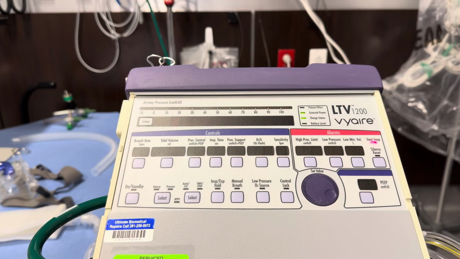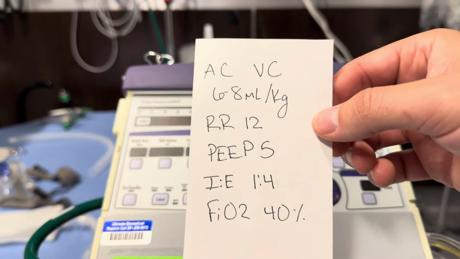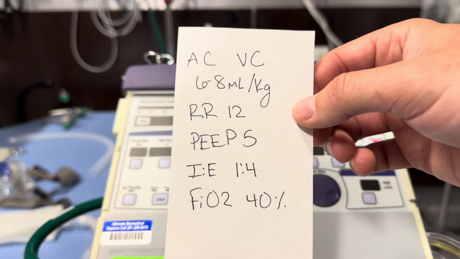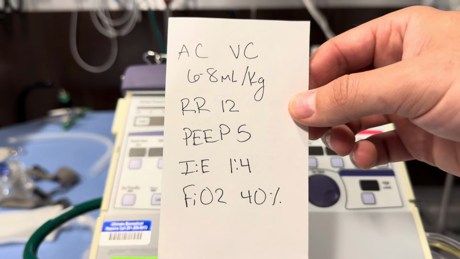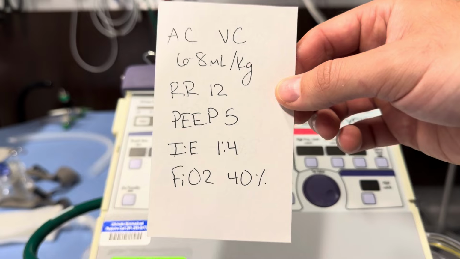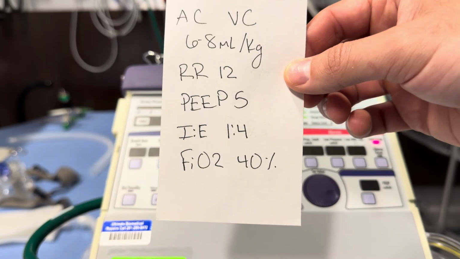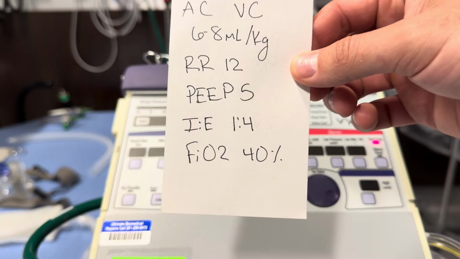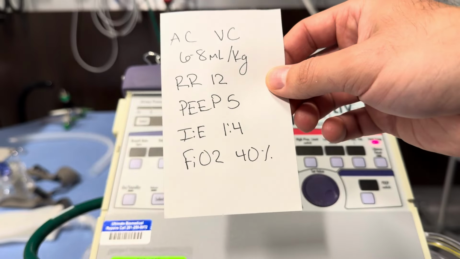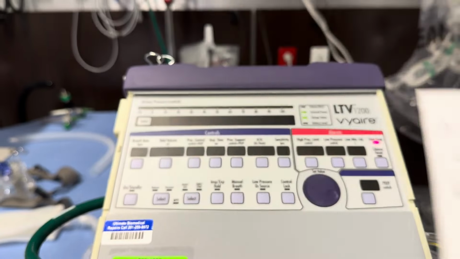So now we're just gonna do some pretend orders so I can show you how to actually set everything on here. So here's how things might be ordered. We're gonna use assist control mode at 6 to 8 mLs per kilogram of ideal body weight, a respiratory rate of 12, a PEEP of 5, I to E ratio of 1 to 4, and a FiO2 of 40%.